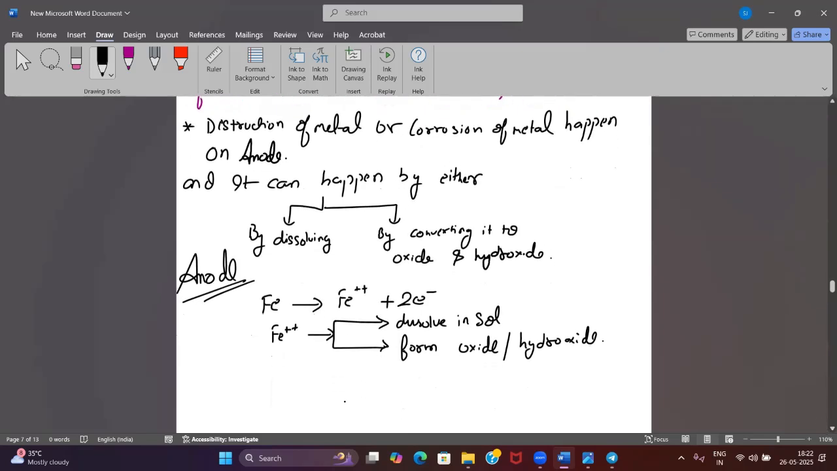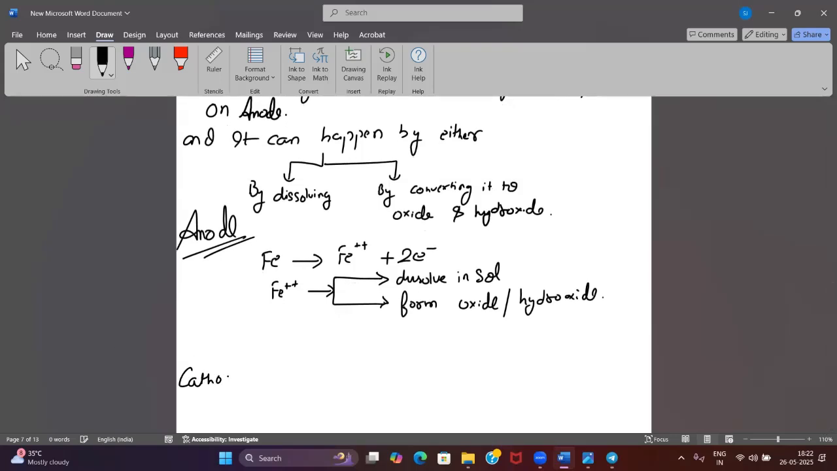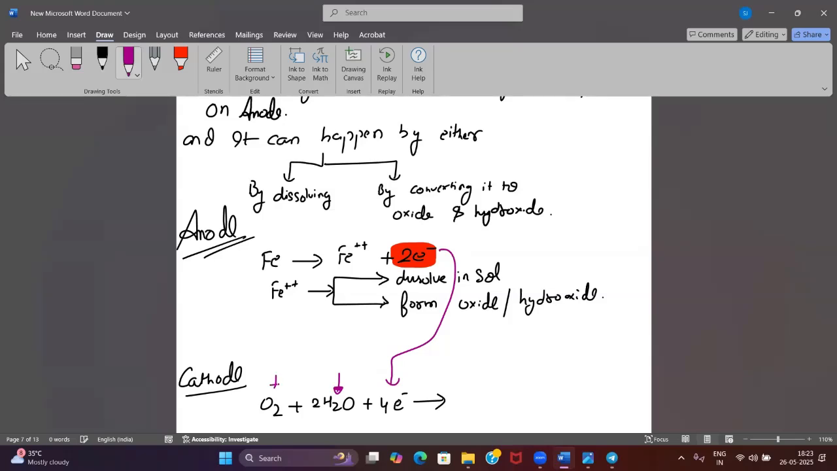What is happening in the cathode? Electrons are accepted. So at the cathode you have water particles. Okay, you have your oxygen, water, and iron ions. This will come over here. Okay, water is obviously present. Agreed? And you have to have air, right? Water should be there, oxygen should be there for corrosion.